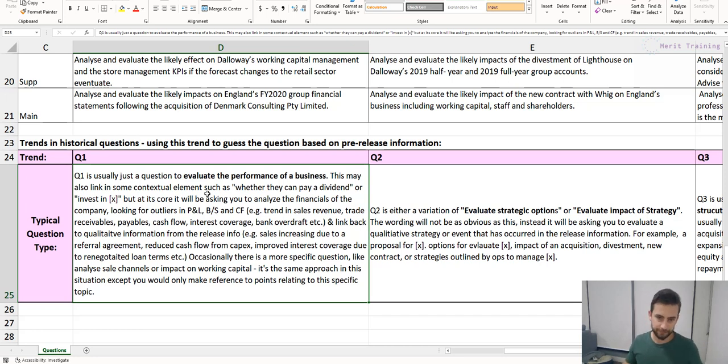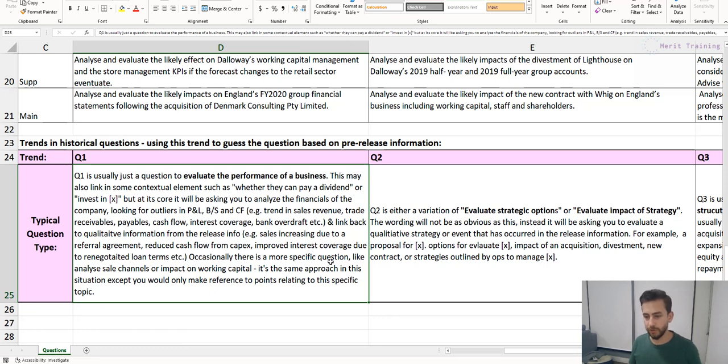The other aspect is linking it back to qualitative information from the release information. So you don't just say in isolation, sales revenue has gone up 10%, right? You say sales revenue has gone up because of the new agreement with our competitor to share, blah, blah, blah, right? So it's link it into the text.